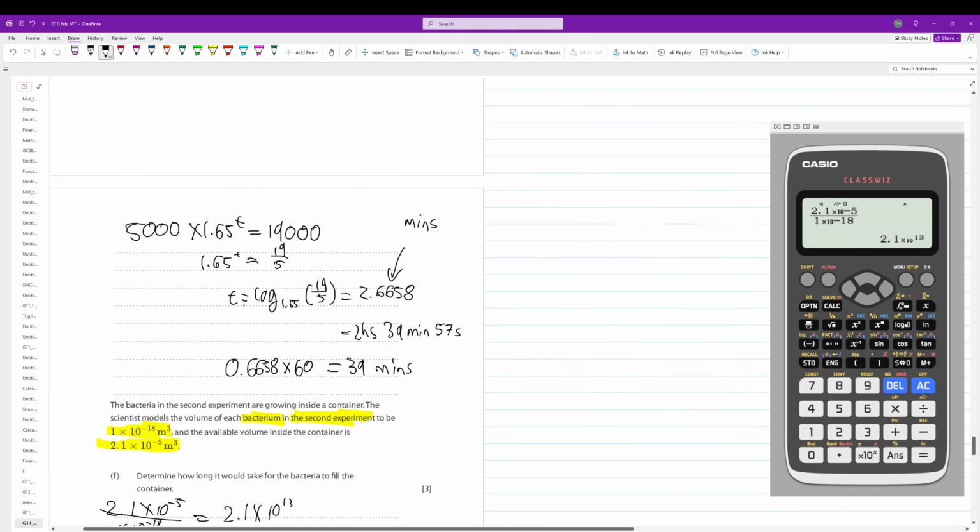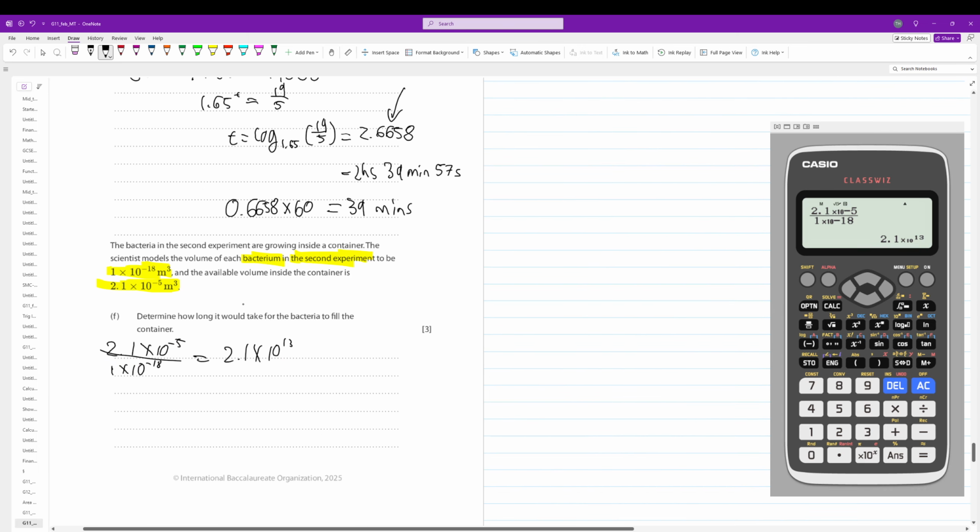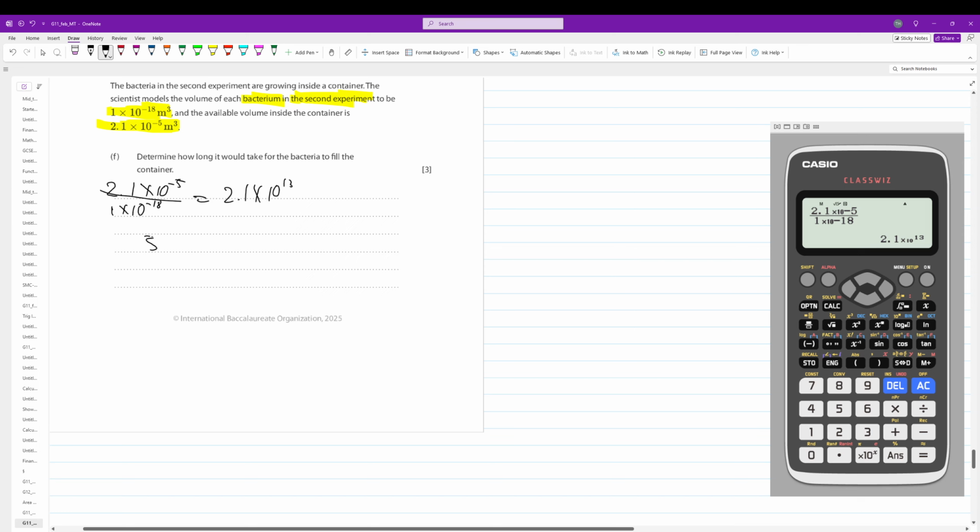Cool. Once I've got that bit and I know that I'm using the second experiment, I just want to work out what time is. So 5,000 multiplied by 1.65 to the power of t is equal to 2.1 times 10 to the 13. I now want to work this out. Use your calculators. I'm going to do this in 2 ways, both using calculators. My gut instinct would just be to log it. 1.65 to the power of t is 2.1. In fact, let's just do this on the calculator.